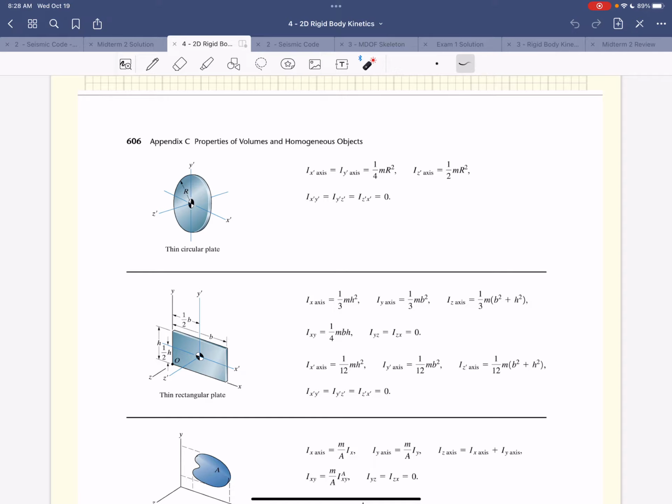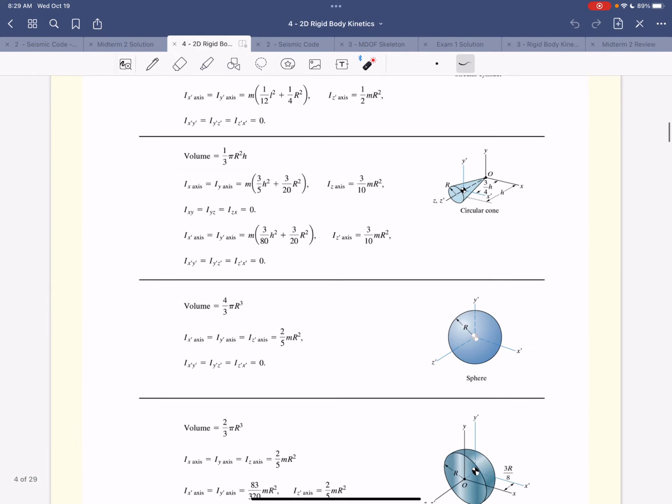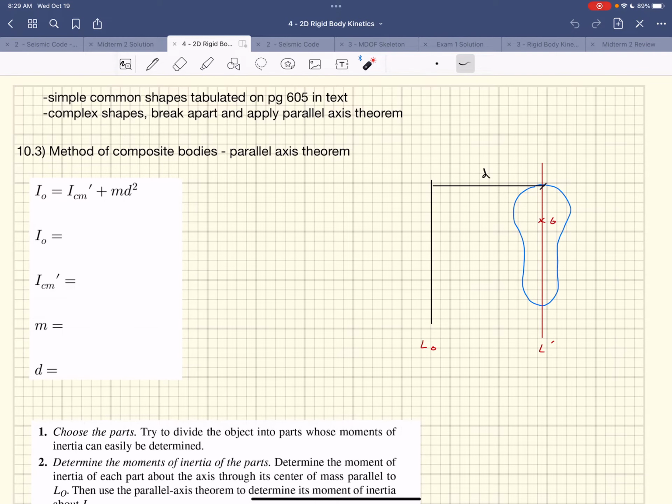You can't just straight up use these equations. You have to use the method of composite bodies. I think this is where you guys typically hate moments of inertia, right? They're tedious. They're pain in the butts. But we got to do them.